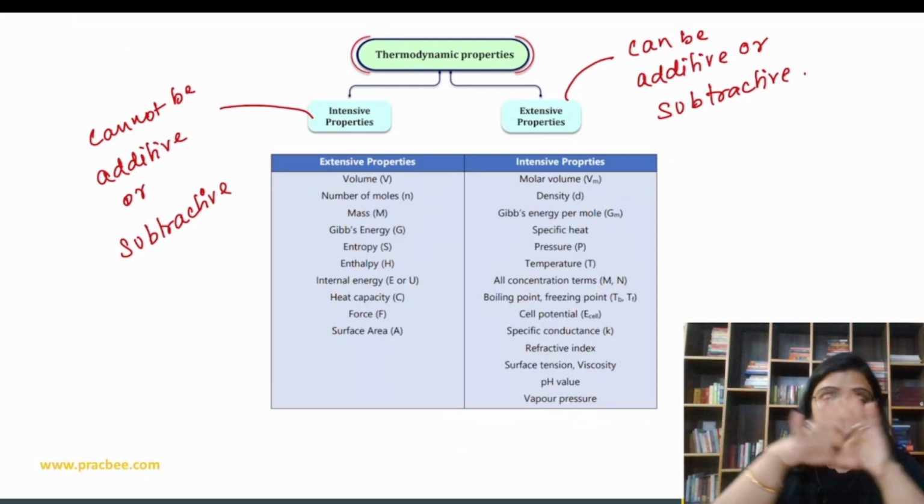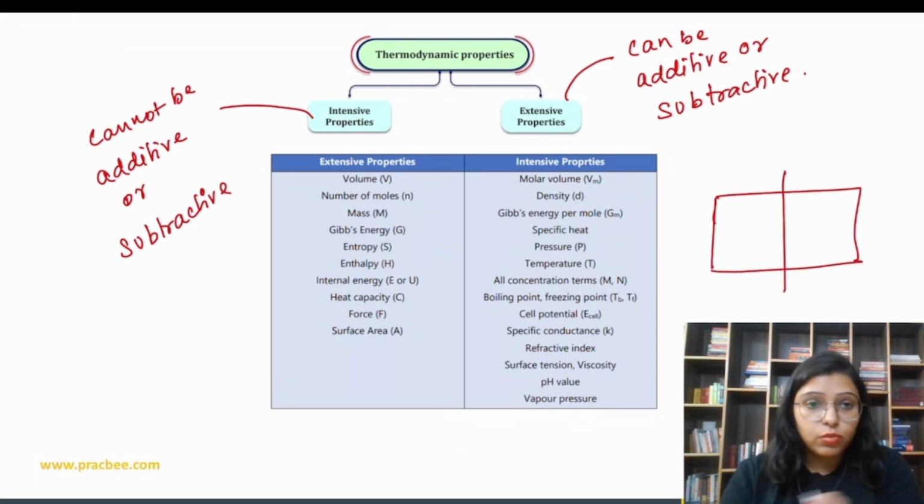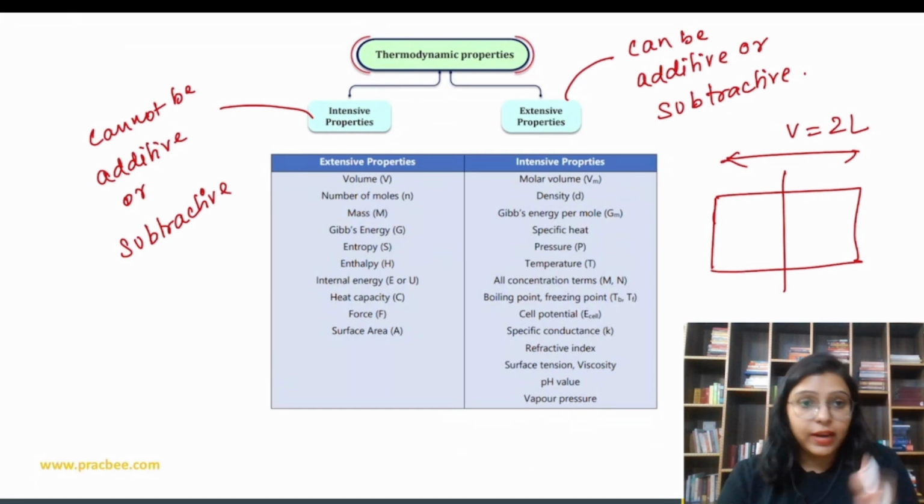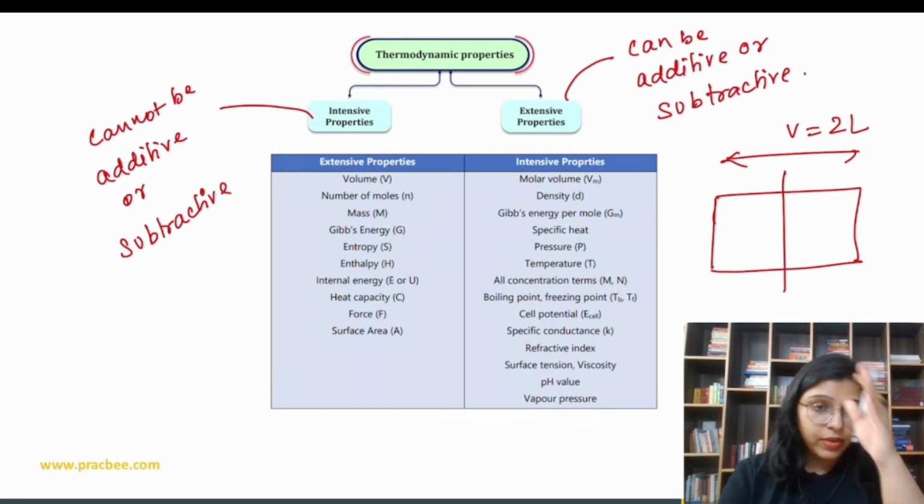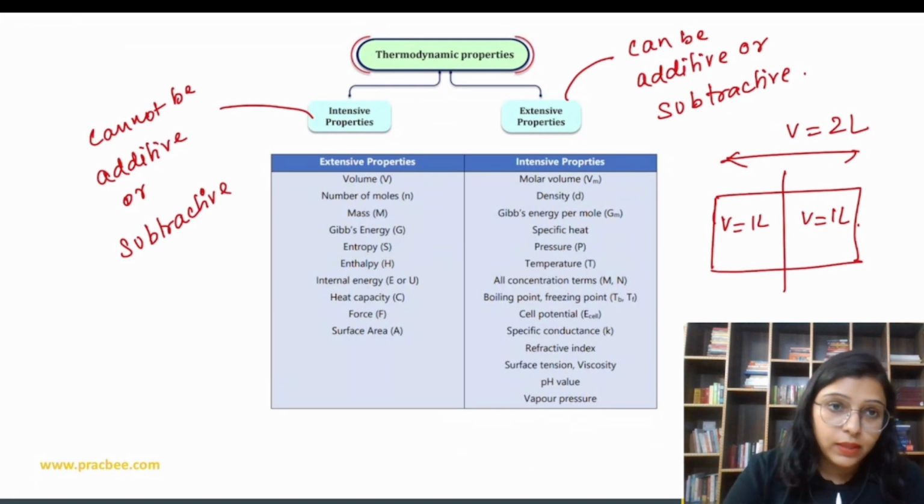It means suppose we have a system, and if I divide this system into two equal halves, then what happens? Suppose the initial total volume is 2 liter, and if I divide the container into two equal halves, now the volume is going to be 1 liter and 1 liter. So that is going to be an extensive property, right?